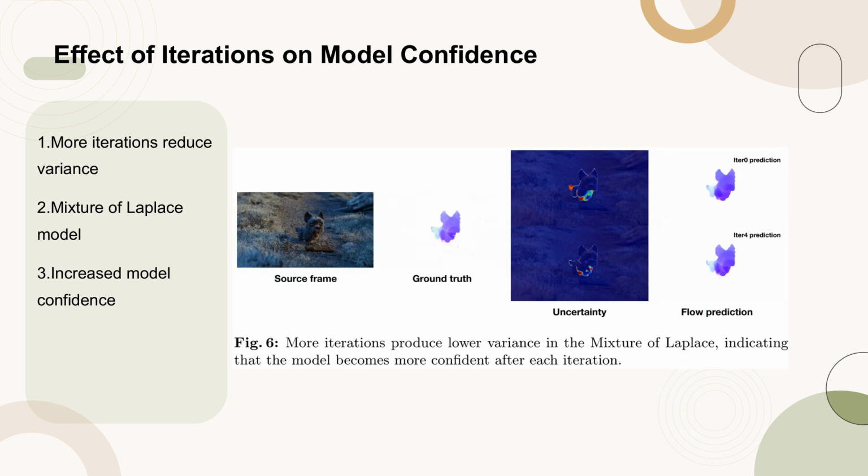Figure 6 illustrates the impact of increasing iterations on the variance within a mixture of Laplace model. The data clearly shows that as the number of iterations increases, the variance decreases, signifying that the model becomes more confident with each additional iteration. This trend underscores the importance of iterative refinement in enhancing the reliability and accuracy of the model's predictions.